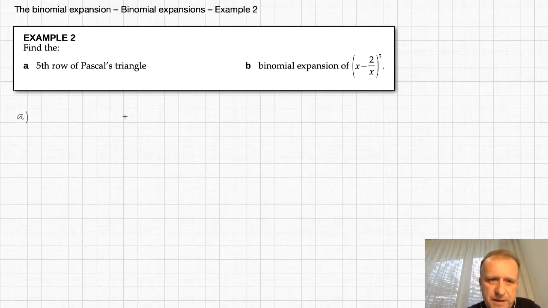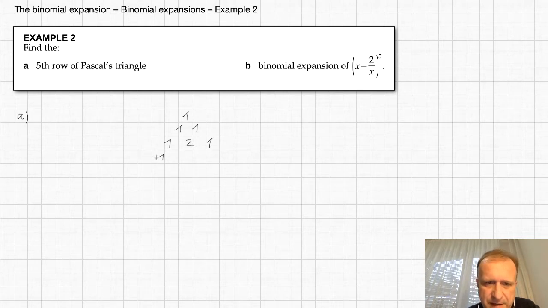In part A, let me try to construct the fifth row of Pascal's triangle. So this is the 0th row. Now this is the first row, 1 and 1. The second row is 1, 2 and 1. So you know how these numbers are obtained. Number 2 is 1 plus 1, and the 1s on the ends are just added.